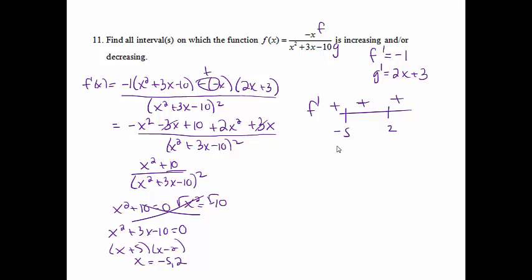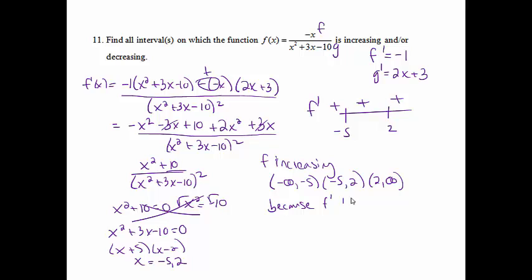That doesn't mean that we're increasing everywhere, because we do need to stop our intervals at -5 and 2. So we're just going to say f is increasing on the intervals -infinity to -5, and then again from -5 to 2, and then again from 2 to infinity, and that will be because f prime is positive. And then we don't really need to say anything about decreasing because it's not ever decreasing.